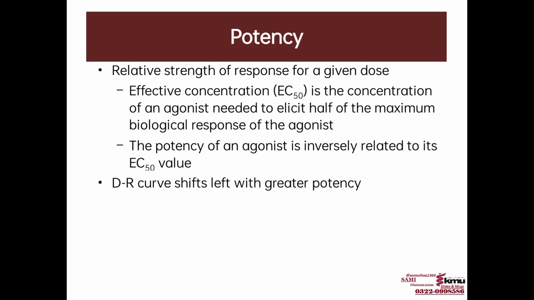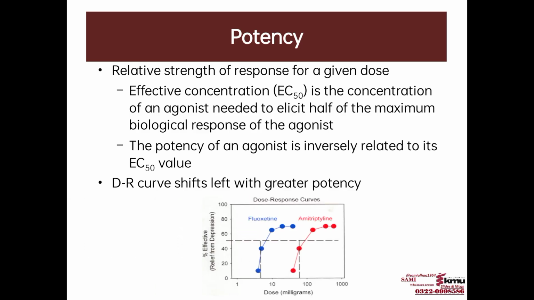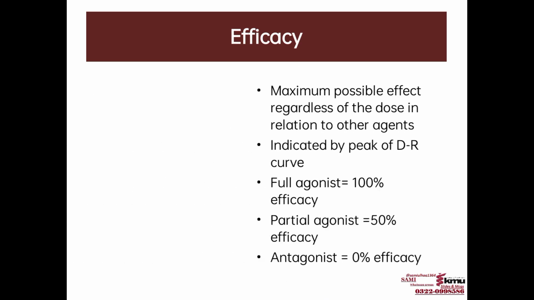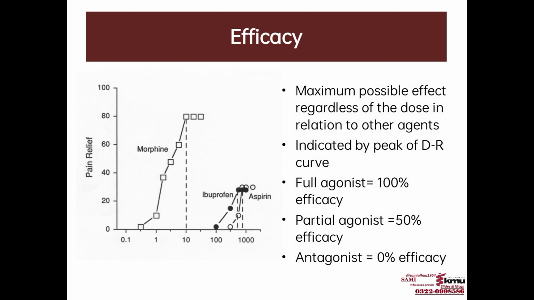Potency: relative strength of response for a given dose. Effective concentration of the agonist needed to elicit half of the maximum biological response. The potency of an agonist is inversely related to its efficacy. Efficacy: maximum possible effect regardless of the dose, indicated by the peak of the DR curve. Full agonist 100%, partial 50%, antagonist 0%.